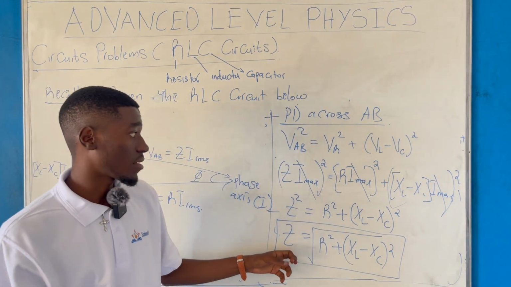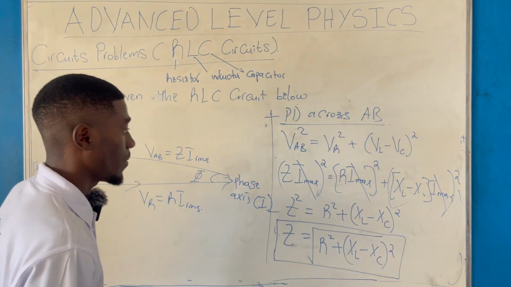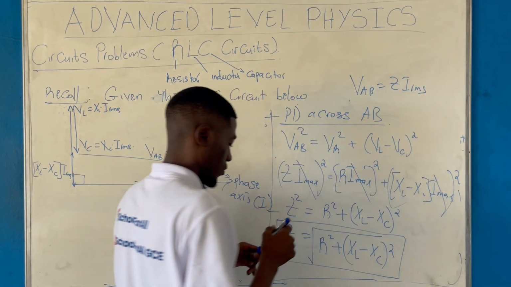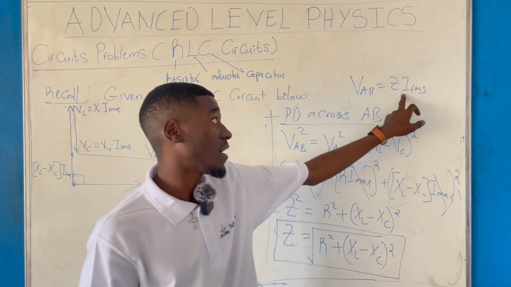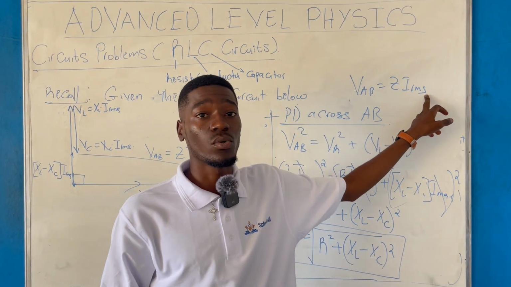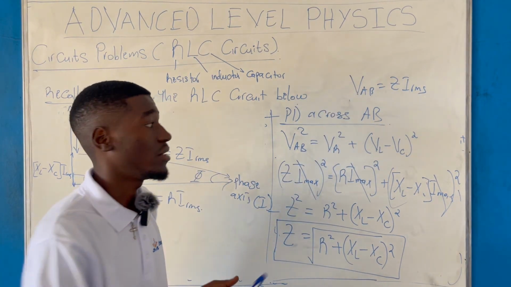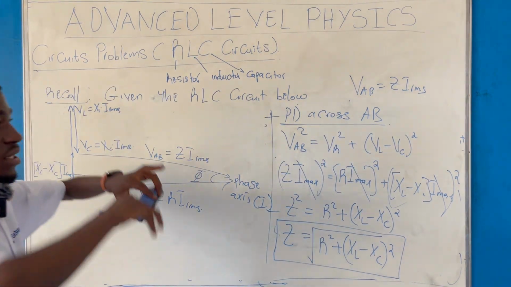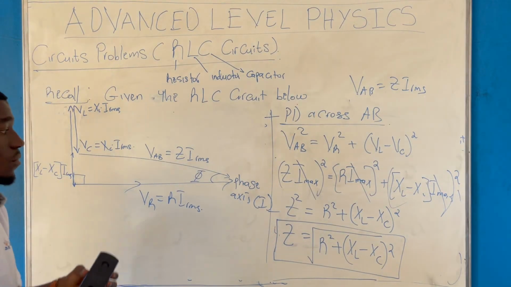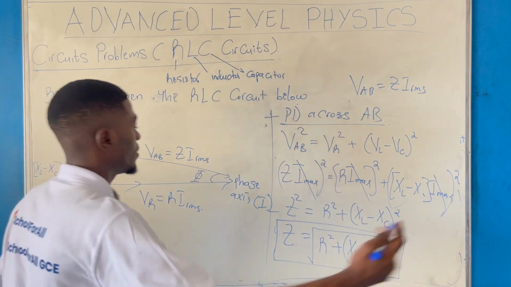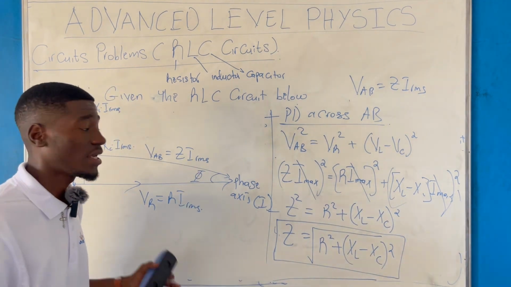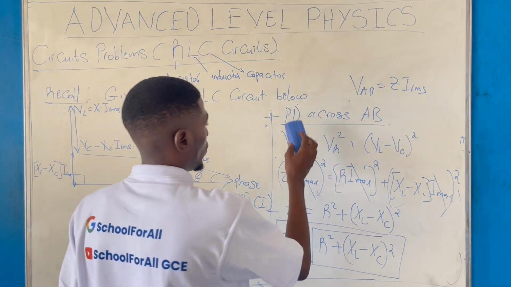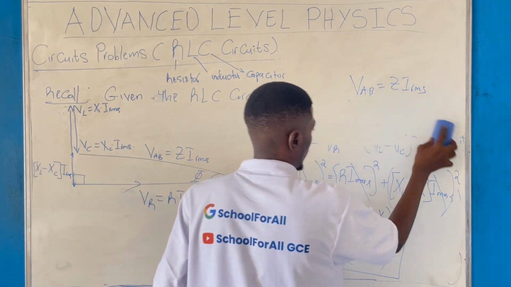With this value of the impedance, I come directly and replace it here. I replace it, and VAB is equal to Z I RMS. So if I have the value of the impedance Z, and I have I RMS, the root mean square value of the current, I can calculate the resultant PD across the branch AB. Now, as I was saying, in an RLC circuit, there's what we call a phase difference, because they are not all in phase. There's a phase difference between the current flowing in the circuit and the resultant PD. So let us now calculate the phase difference.